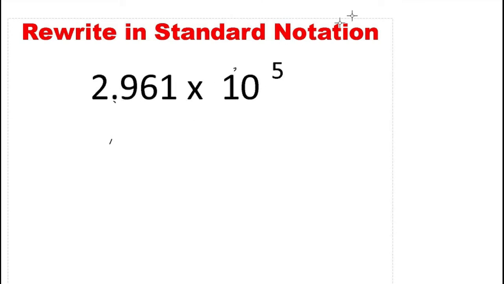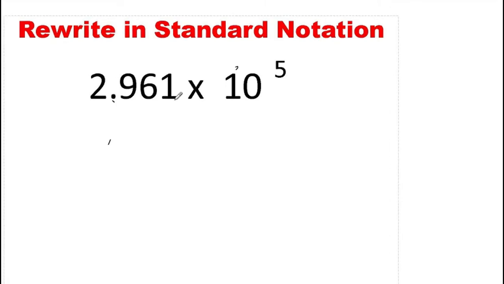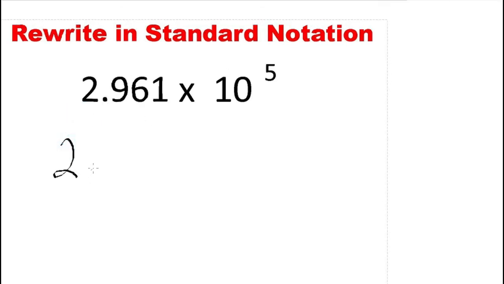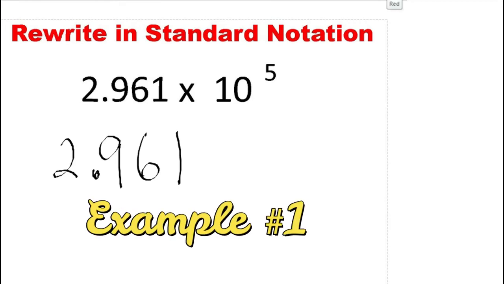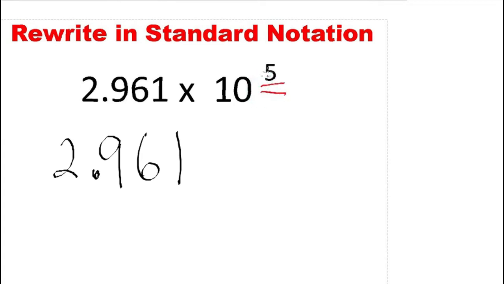Now to write it in standard notation, what we need to do is rewrite the number here. We have 2, 9, 6, 1, and we have a decimal there. The next thing we want to do is look at the exponent. It says 10 to the 5th, so that means we're going to move this decimal to the right 5 spaces. Now if this was a -5, we'd be moving this decimal to the left 5 spaces. So since it is a positive number, we're going to move it to the right 5 spaces.